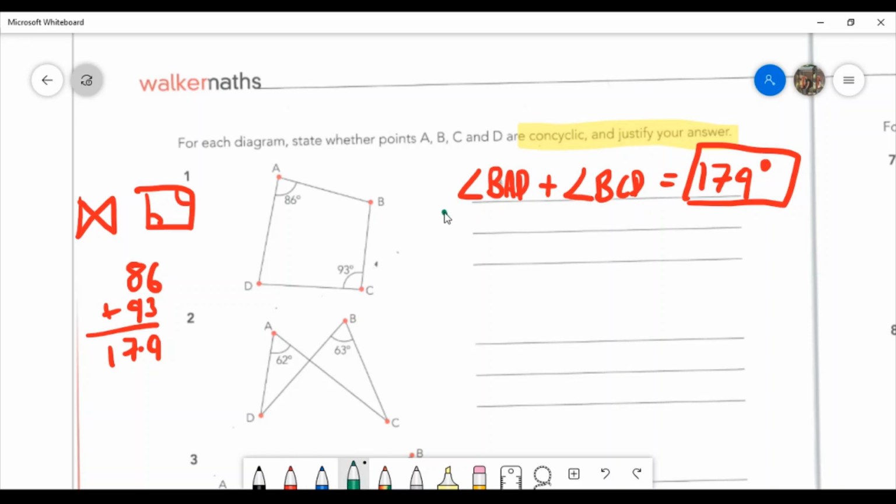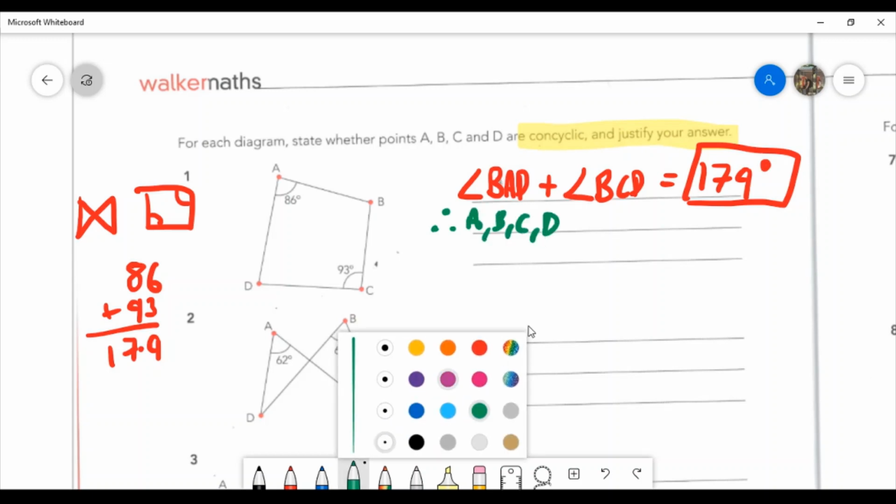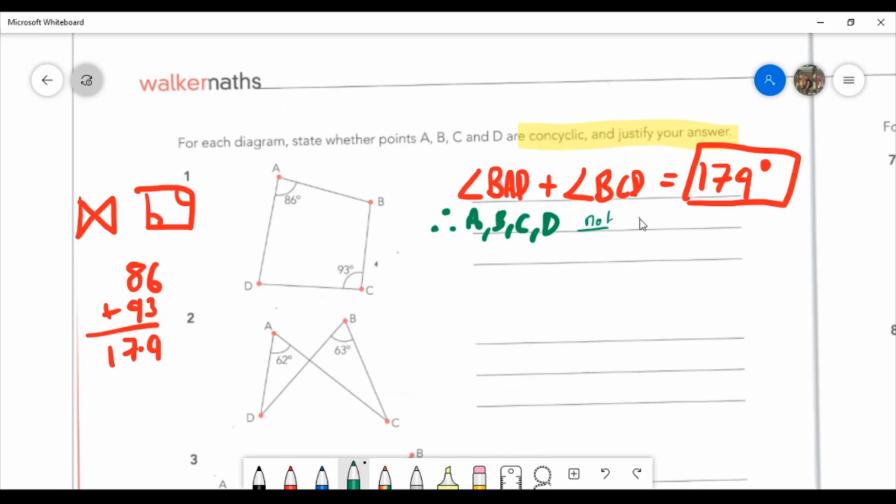You would then say, therefore, and that's what these 3 dots mean, A, B, C, D, not concyclic. And it's very important to state your reason, because opposite angles in a cyclic quadrilateral add to 180 degrees, and this fails that condition, therefore it's not.